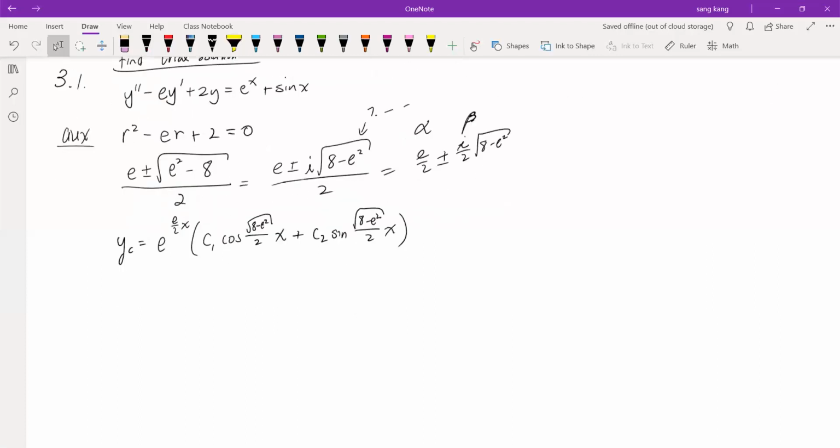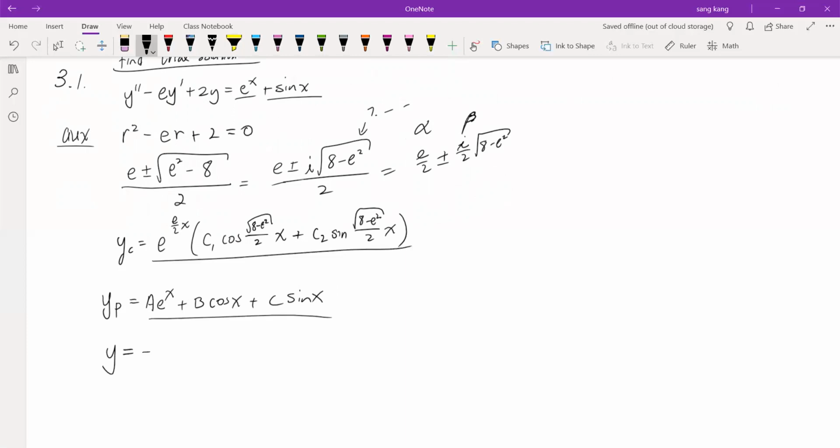My particular is going to be the superposition of this and this. So it'll be A e^x plus B cos x plus C sin x, right? So my general solution will be this plus this, right? yc plus yp.